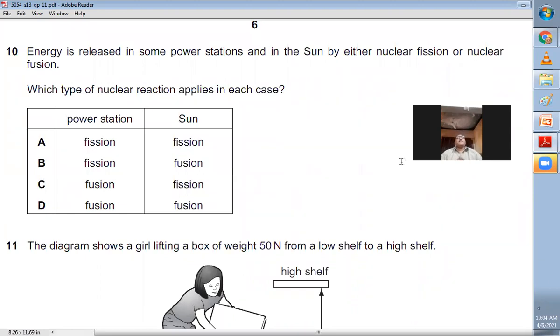Energy is released in some power stations and in the sun by either nuclear fission or nuclear fusion. Which type of nuclear reaction applies in each case? In the power stations, we are doing fission. And on the sun, the process of fusion is taking place. So clearly, B is the answer. Question number 10 is the easy part. It's very easy. B is the answer.